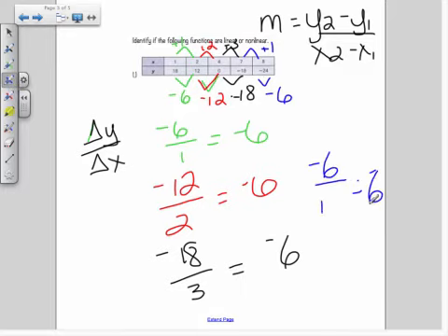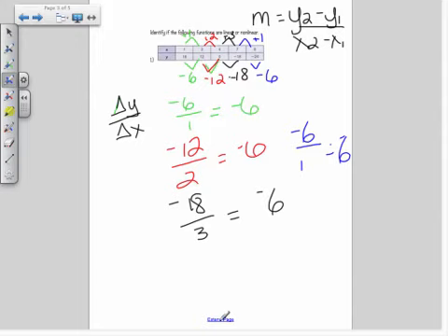So if you notice, every single one of these coordinates from one coordinate to the next has the exact same rate of change. They're all negative 6, so it's constant. It doesn't change at all, which means that this relationship is a linear relationship. Okay, so we're going to say this is linear because it has a constant rate of change.